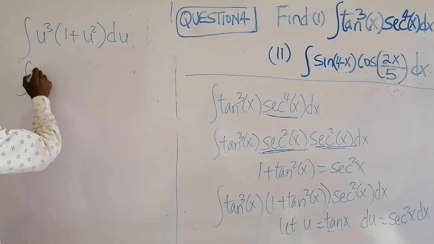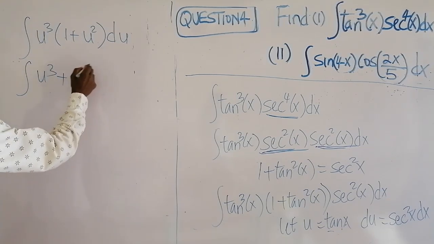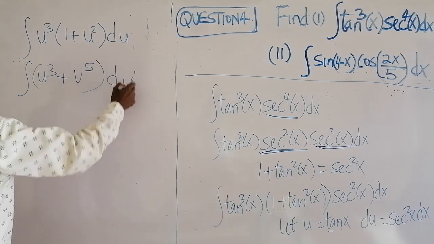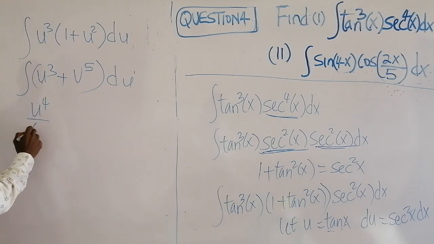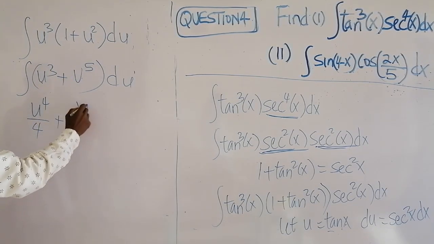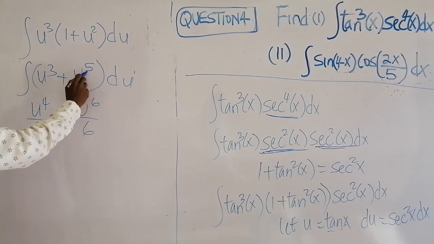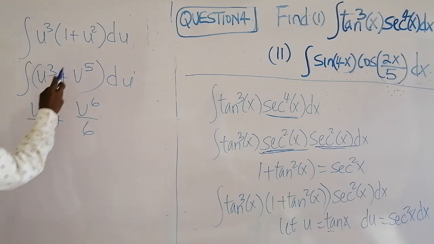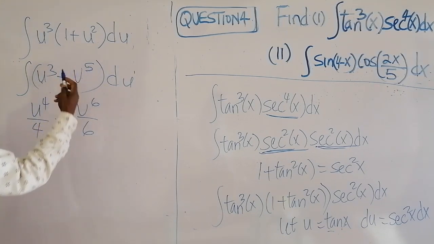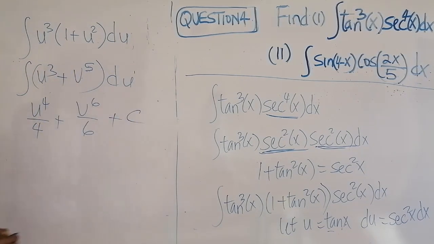Then we have this times this plus this times this. That's u to the 5, then du. Then begin to integrate. The integral of u to the power 3 will be u^4 over 4, plus the integral of this one, u^6 over 6. When you're integrating, it's the power plus 1 over the new power. So 5 plus 1, that's 6. Plus c. And the final thing to do now is to return your u back. Your u is tan x. So we now have plus c, and that finishes that question.